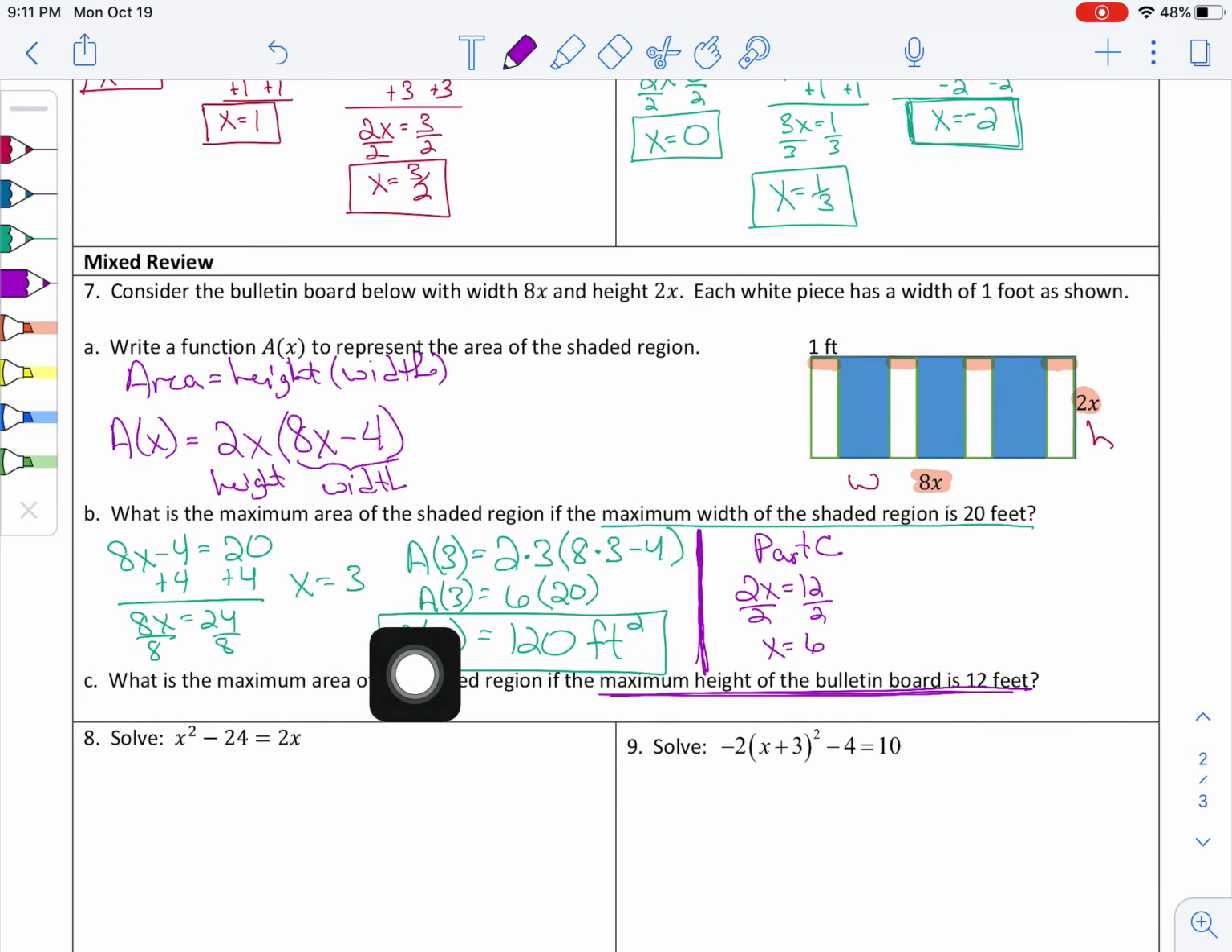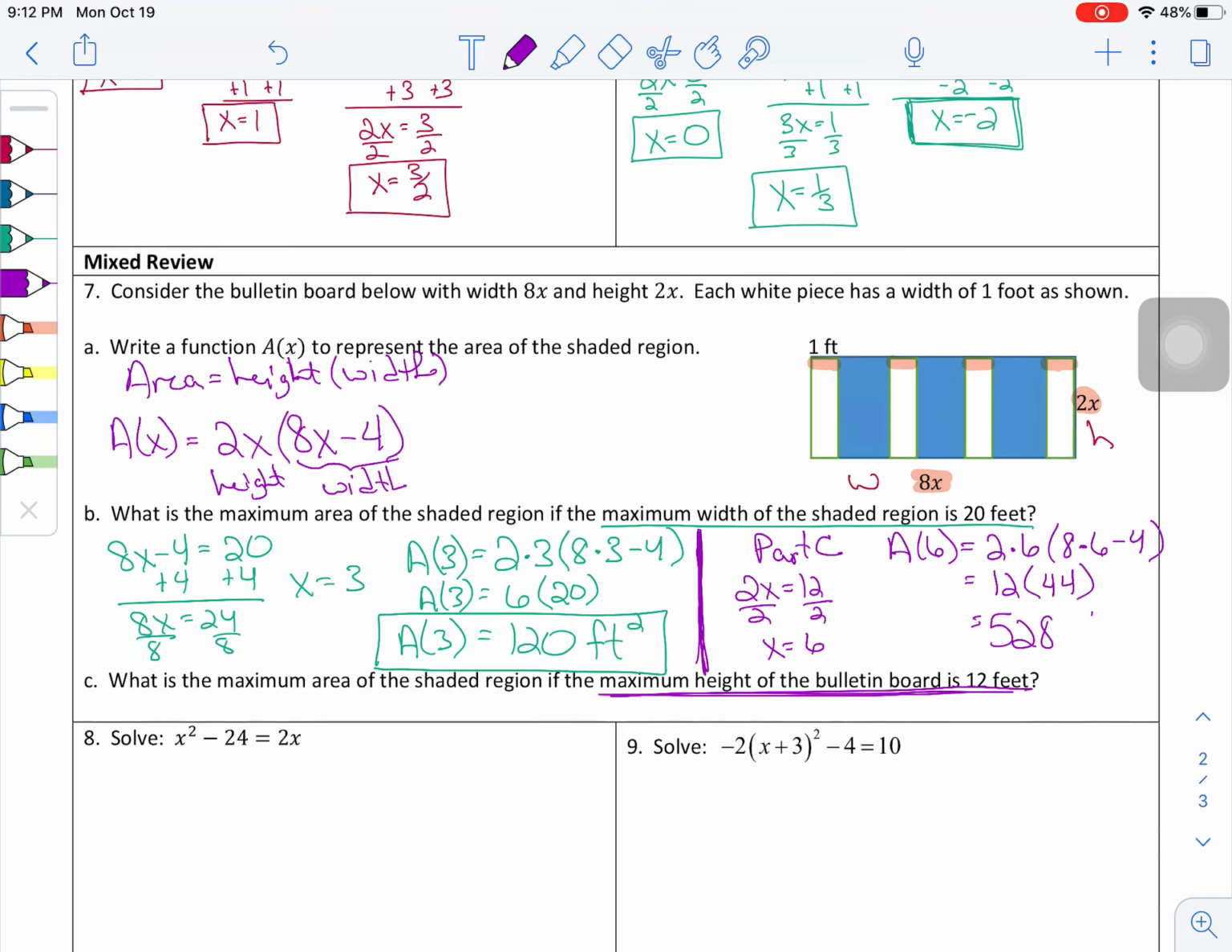So I'm going to redo this part of the problem, but instead of A of 3, I'm going to have A of 6, because that's what we think the x value is going to be. So let's go. A of 6 is equal to 2 times 6 times 8 times 6 minus 4. All right, so 2 times 6 is 12. And then 8 times 6 is 48. 48 minus 4 is going to be 44. I would highly recommend taking a calculator and doing 44 times 12. So let's see here. 528. The units have not changed, so feet squared.